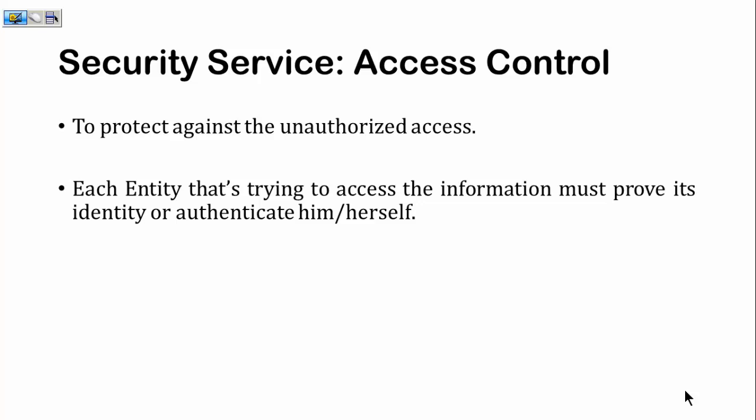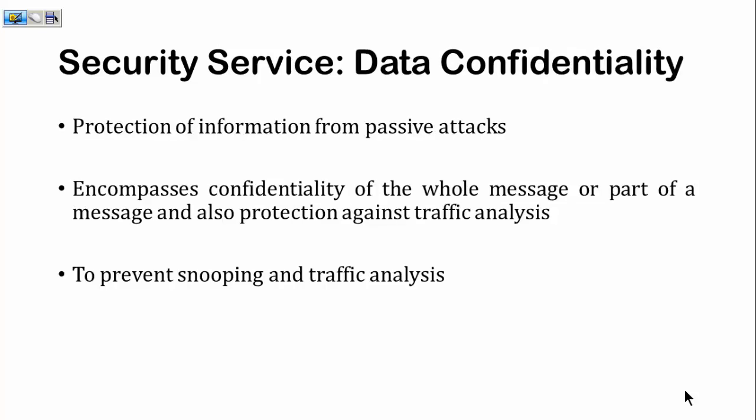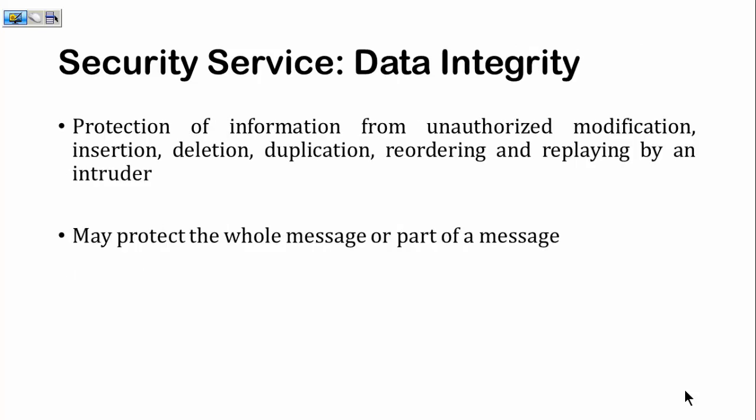So it basically could be achieved with the help of maintaining the access control list. Data confidentiality we have been talking about significantly now, which means preventing your information from getting leaked or from the passive attacks. This data confidentiality service encompasses not only the complete message, but sometimes some parts of the messages could also be taken care of, and the other parts could be left off because the confidentiality is not required for the complete message. And it is used in order to prevent the snooping and traffic analysis.